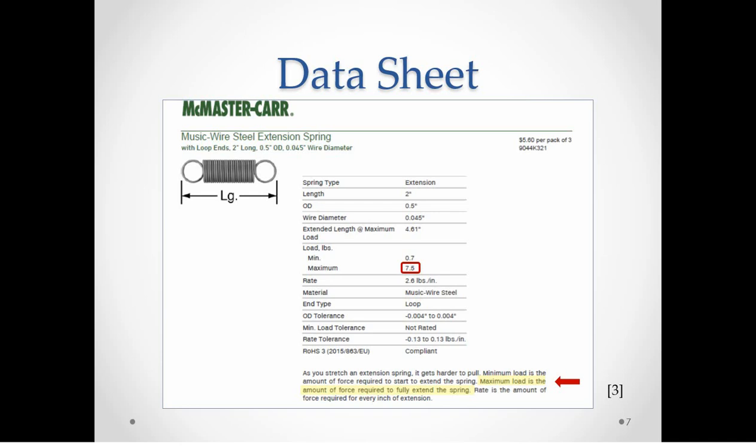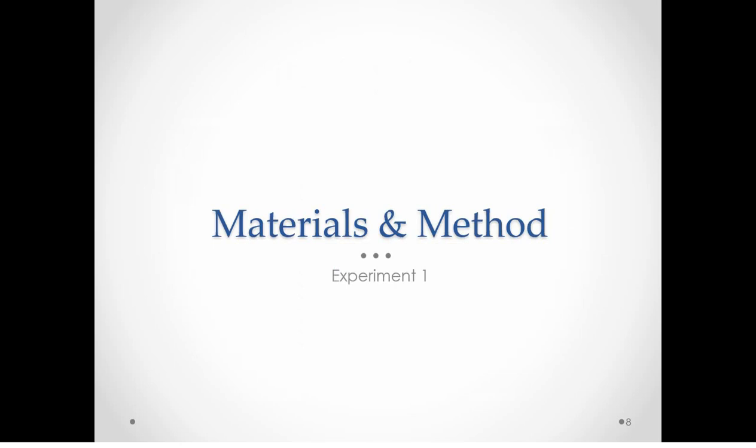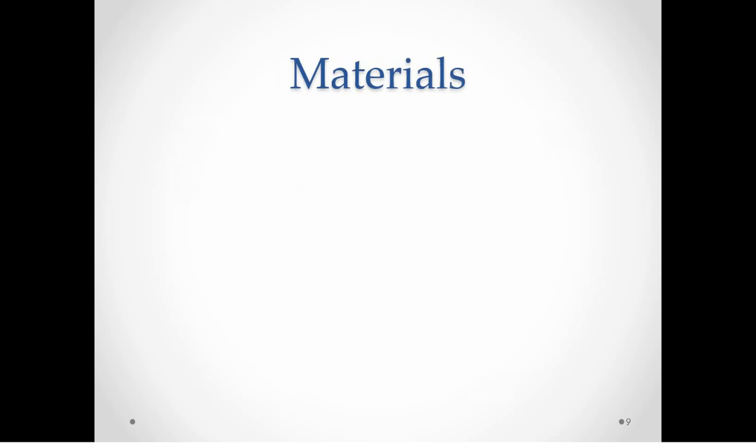Finally, the rate on this sheet is what I refer to as the spring constant. This is the slope of the force versus extension curve between the minimum and maximum loads. In this experiment, this is the value that you will be determining for the spring. Now let's look at the experimental setup for experiment 1.